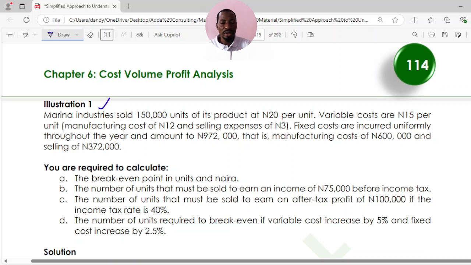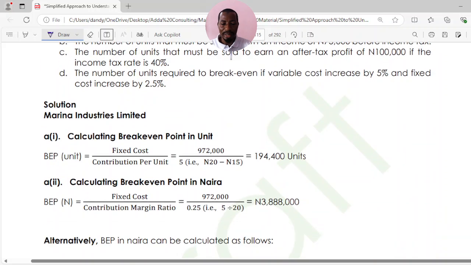I will go to the question and ask, what information do I have to compute my contribution per unit? Am I given variable cost per unit? Am I given selling price per unit? Yes, in this question, the selling price is 20 naira per unit. The variable cost per unit is 15 naira. Therefore, 20 naira minus 15 naira gives me 5 naira per unit. So to get the break-even point in units, I will say 972,000 divided by 5 naira, and I will get my answer.